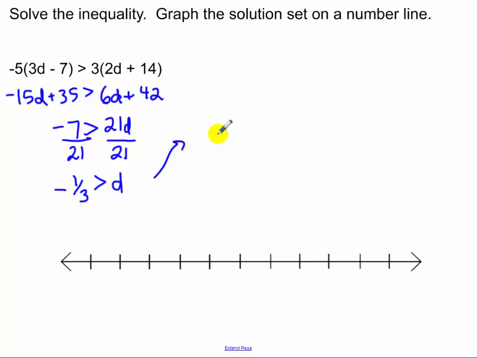Writing it so that the variable's on the left, okay, so it's numbers less than negative 1/3. Okay, so let's make that 0. Let's go by thirds again. This would be negative 1. That'd be negative 2. Negative 1/3 is there. It's an open hole, and I'm less than, so I'm going to the left.